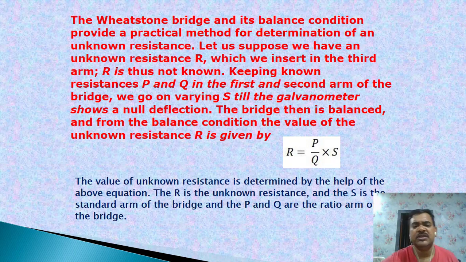The value of the unknown resistor is determined with the help of the above equation. R is the unknown resistor and S is the standard arm of the bridge. P and Q are the ratio arms of the bridge. So by this relation we can find the unknown resistor.